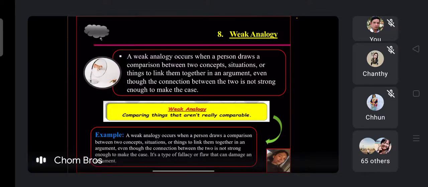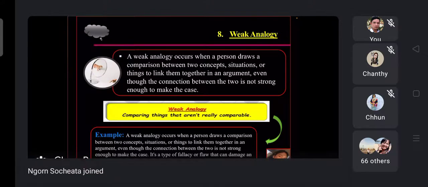For example, a faulty analogy occurs when a person draws a comparison between two concepts, situations, or things to link them together in an argument, even though the connection between the two is not strong enough to make the case. It is another type of fallacy of weak induction that can damage an argument. And that continues about my points.